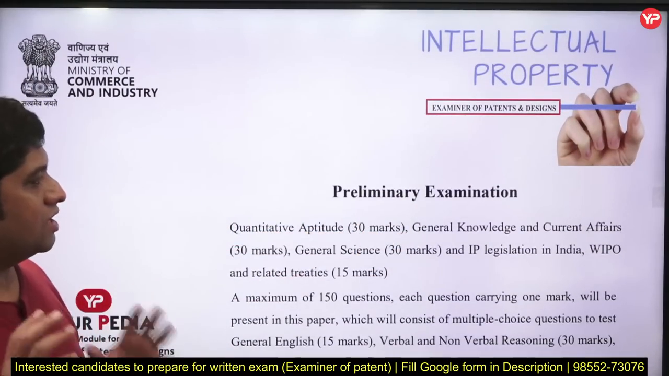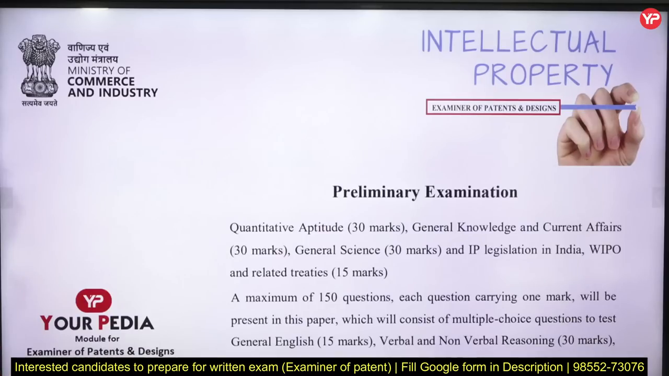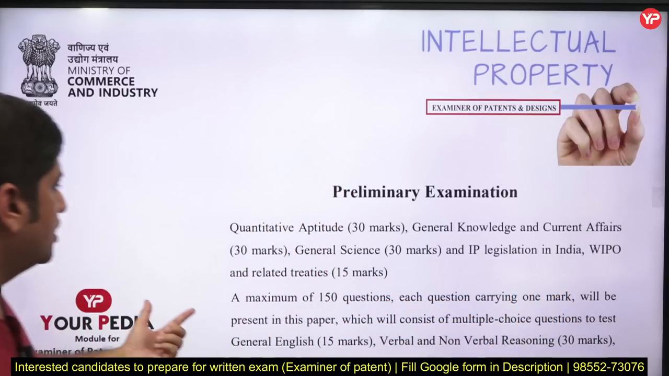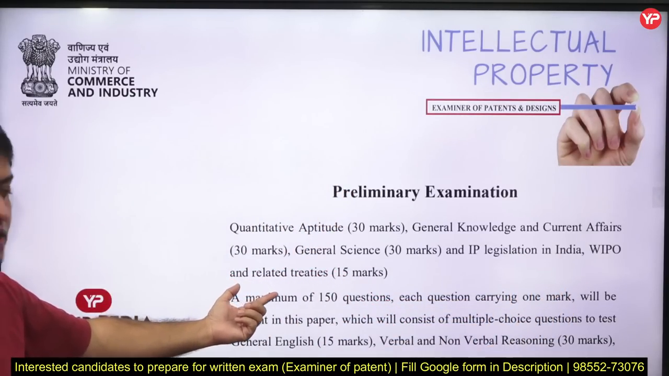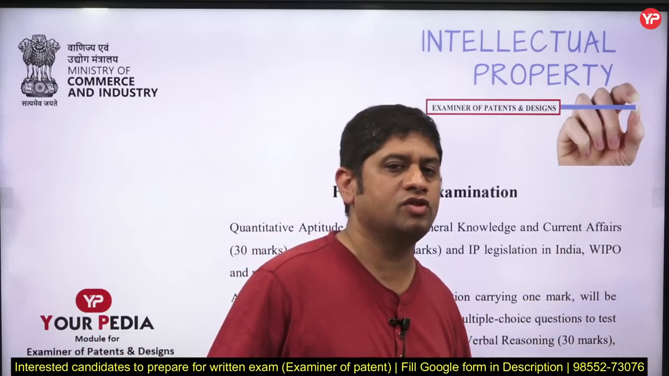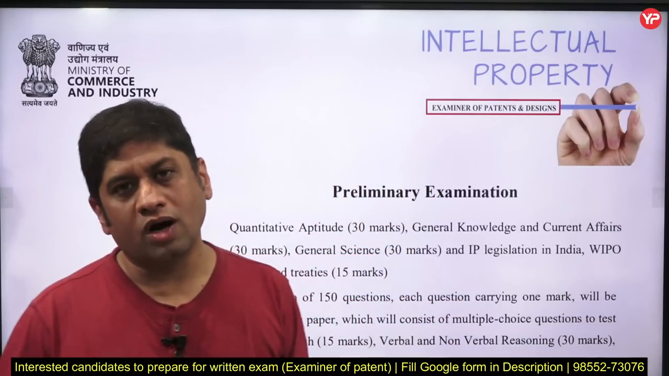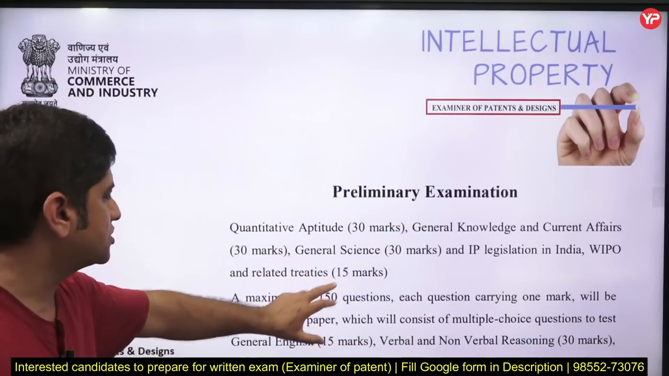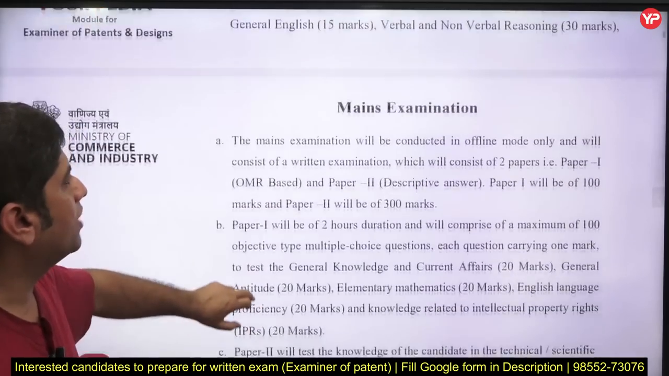Now for the preliminary, they have given some kind of division of the topics. My topic is related to IP legislation in India and the World Intellectual Property Organization and related treaties. In fact, today I'm going to discuss WIPO, the World Intellectual Property Organization. So in the preliminary, out of 150 questions, 15 questions will be from my domain.